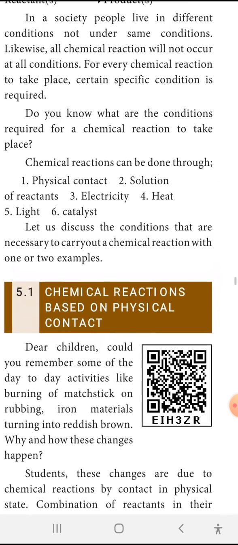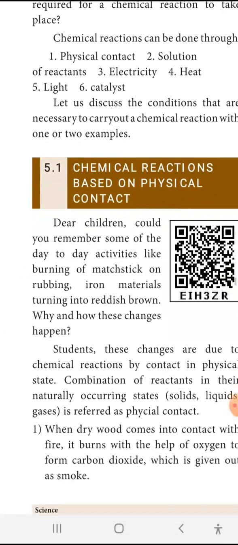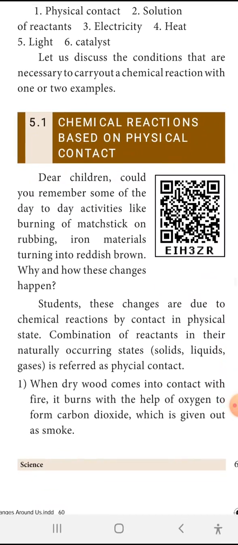What we have studied is the first condition: physical contact. Dear children, could you remember some of the day-to-day activities? Burning of a matchstick, and iron turning reddish brown. The matchbox consists of many matchsticks, but they won't burn until you pick one and rub it on the sides of the matchbox. So that has to contact with the sides of your matchbox.